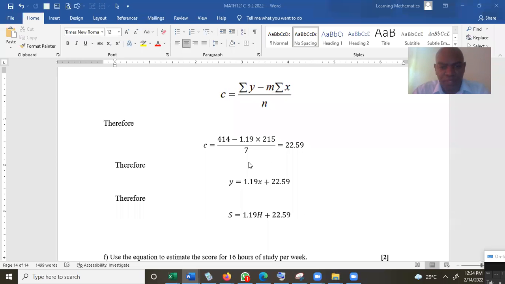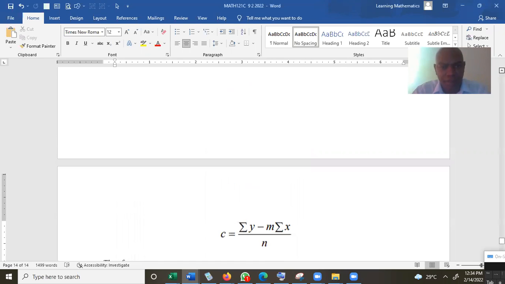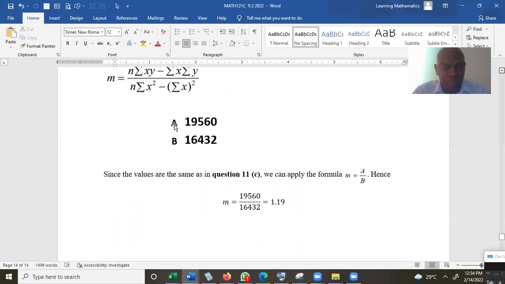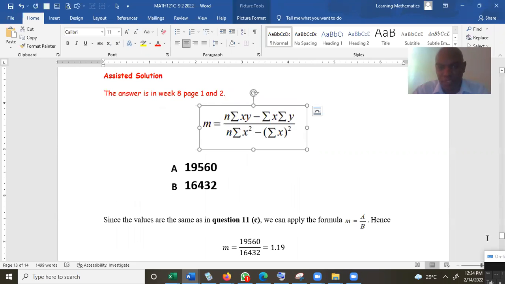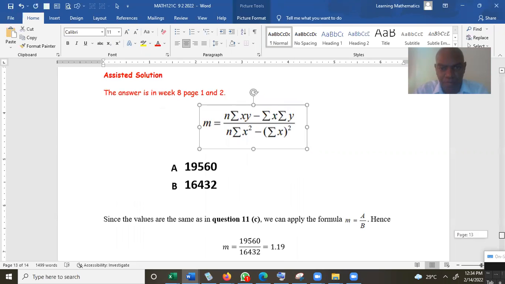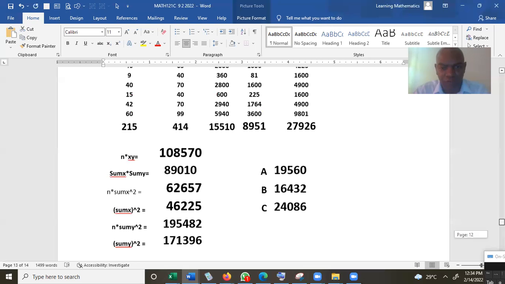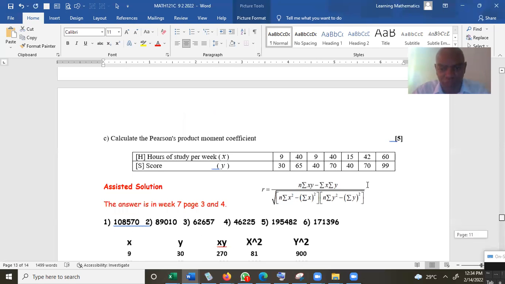We have just obtained the linear equation to describe hours of study and score in a manual fashion, using the formulas. Here's the formula for M, the gradient. Let's go back up. It's part of the correlation formula. Here it is, the correlation formula.